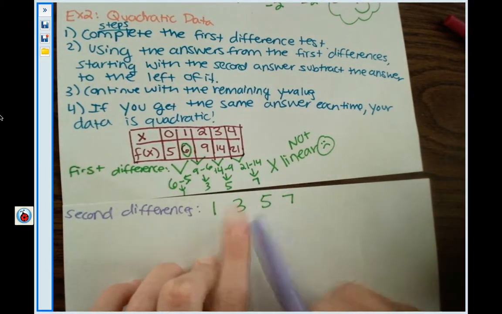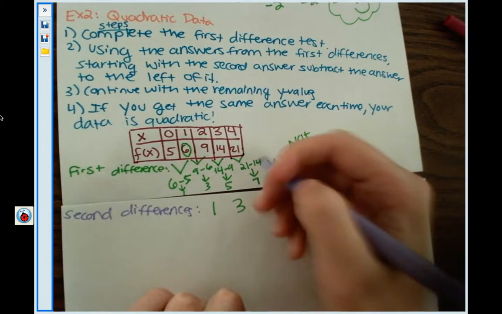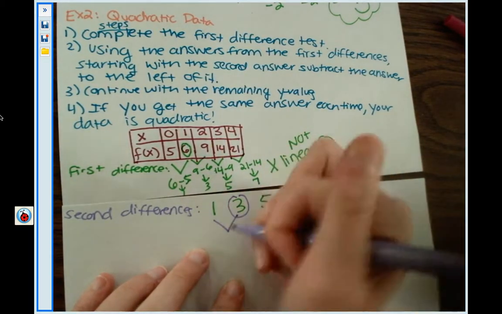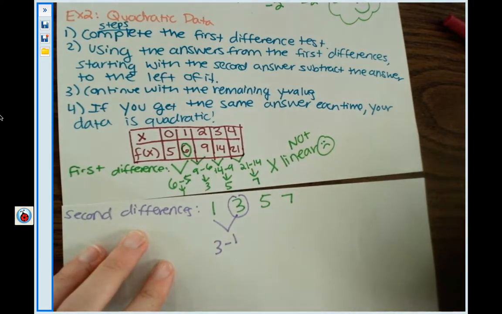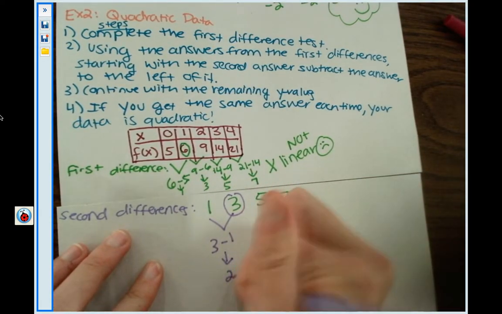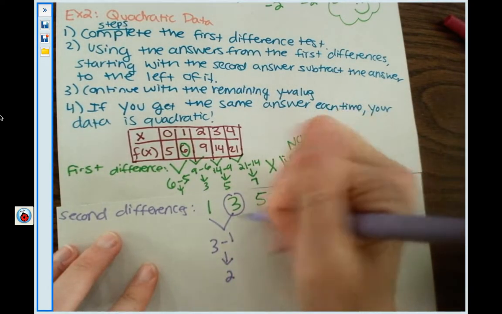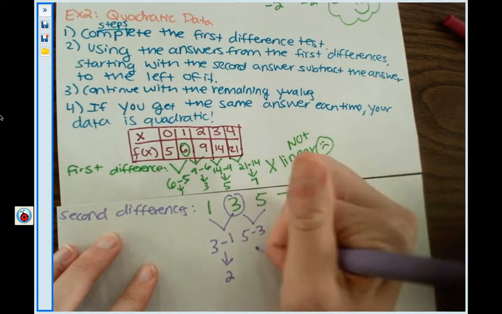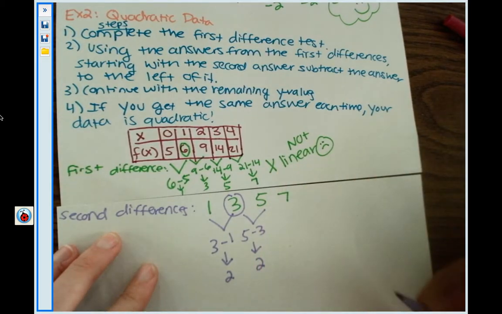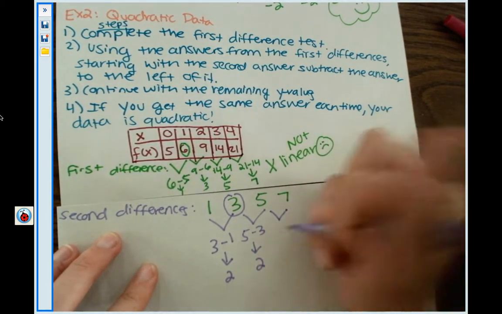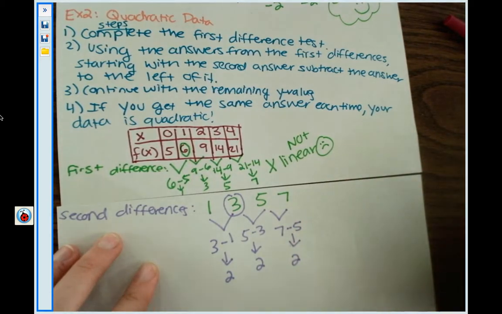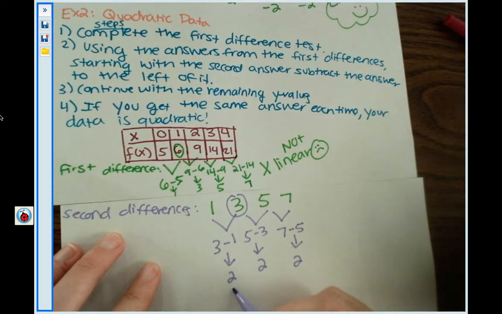I start with my answer that is second from the left, which is the 3, and I'm going to subtract the previous answer next to it. So I'm going to do 3 minus 1, which will give me a 2. I'm going to do the same thing here: 5 minus 3 will also give me a 2. Then I'm going to subtract my last two: 7 minus 5 also gives me a 2. Holy hot dog, do you guys see we got a 2 every single time?